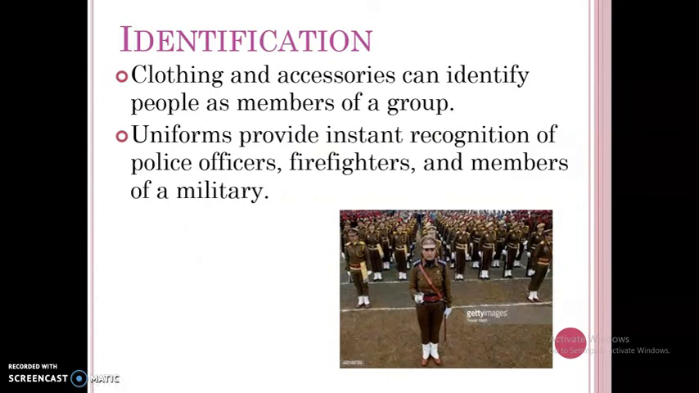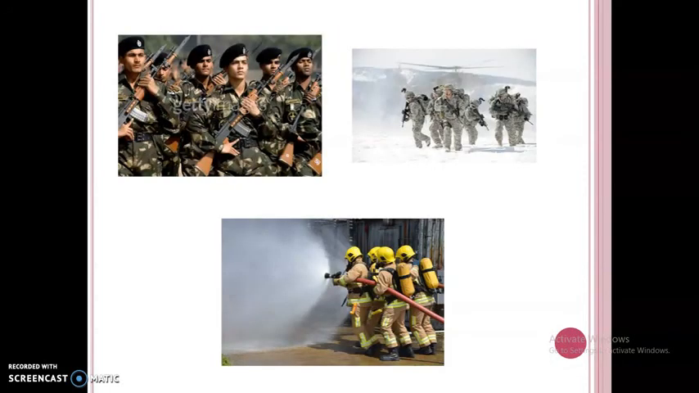Then the next function is identification. Clothing and accessories can identify people as members of groups. Special uniforms provide instant recognition of police officers, firefighters, and members of the military. That is, you can easily identify by the dress of a police person or an army man, or maybe a navy personnel, that this person belongs to a specific occupation. These are some of the images showing people wearing special clothing, and because of that you can easily identify their occupation.